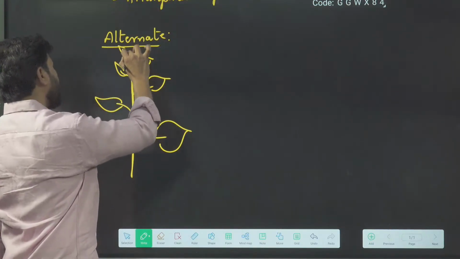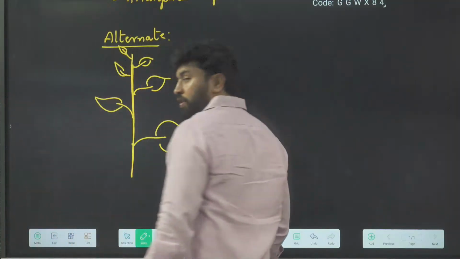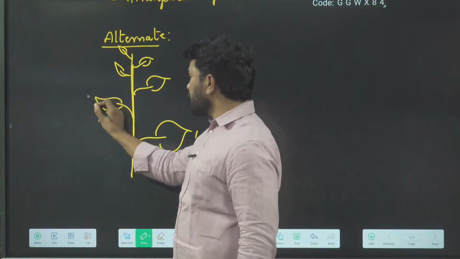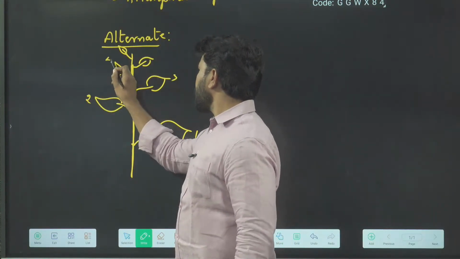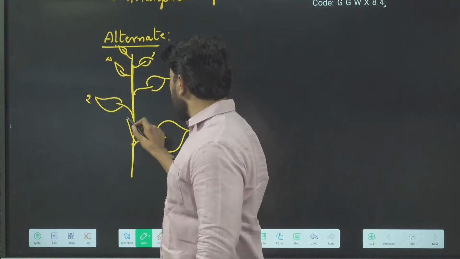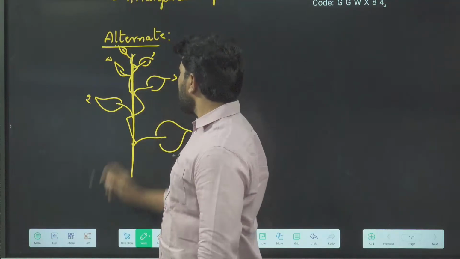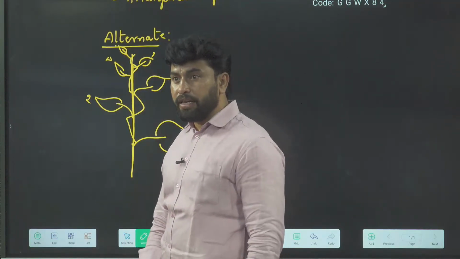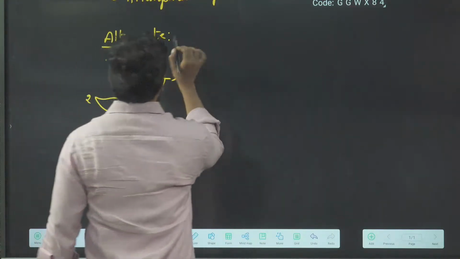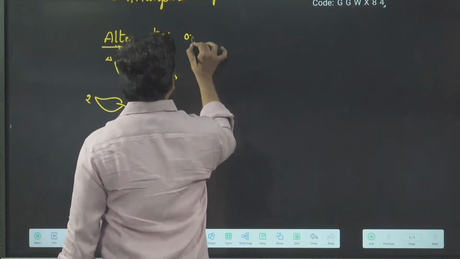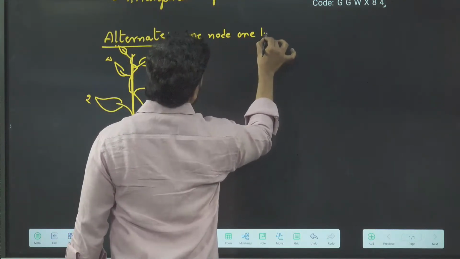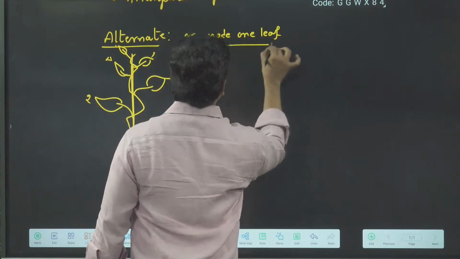If one side, look at this, the first leaf has developed in, for example, right side. Second one, left, right, left, right, left. Like that, they go in an alternate manner, a zigzag pattern of arrangement. This zigzag pattern is called alternate phyllotaxy. When it comes to alternate phyllotaxy, the best statement we need to first remember: one node, one leaf.